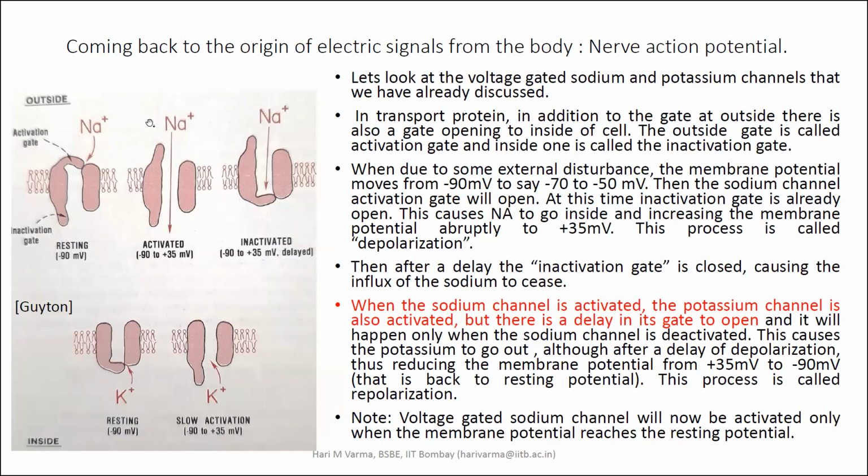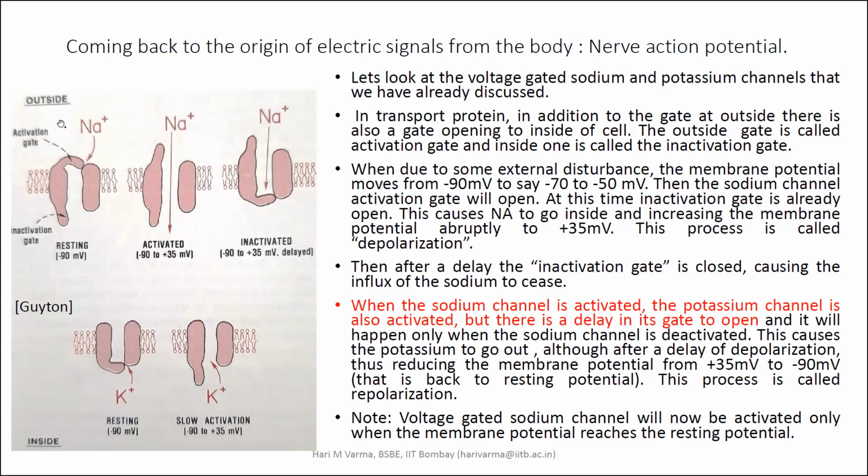Now, as I told you, the resting membrane potential is minus 90 millivolts. But suppose you touch the body, or you are in cold or hot temperature, or some sensation. These sensations can cause a disturbance in the resting membrane potential from minus 90 millivolts to say minus 70 or minus 50 millivolts. Due to some external disturbance, this potential will move from minus 90 to say minus 70. The moment the interior potential of the cell is increased compared to the outside from the resting value, this activation gate will open.